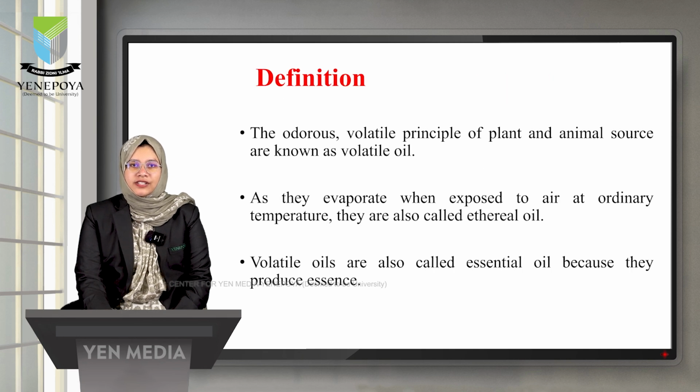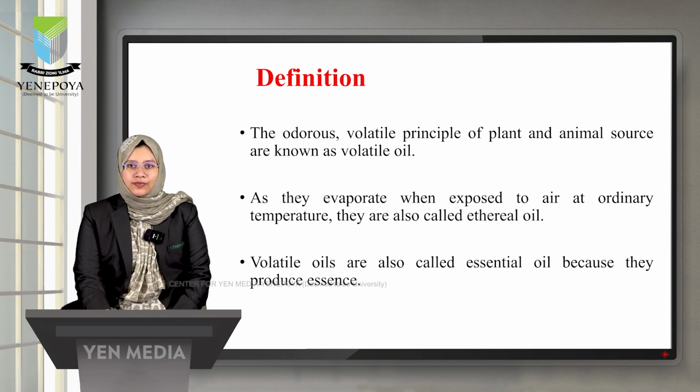So coming to the definition, the volatile oil, as we all know, will have some essence. So that is an odorous, volatile principle of plant and animal source, that is known as volatile oil. When we expose volatile oil at room temperature, it will evaporate. As they evaporate when exposed to air at ordinary temperature, that's why they are called ethereal oil and also essential oil.